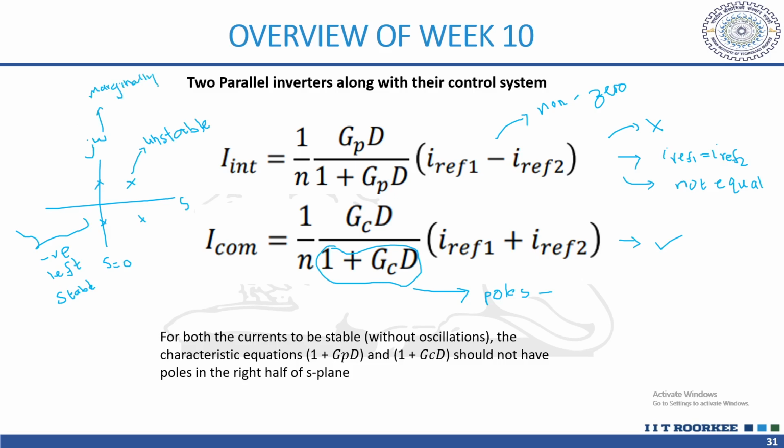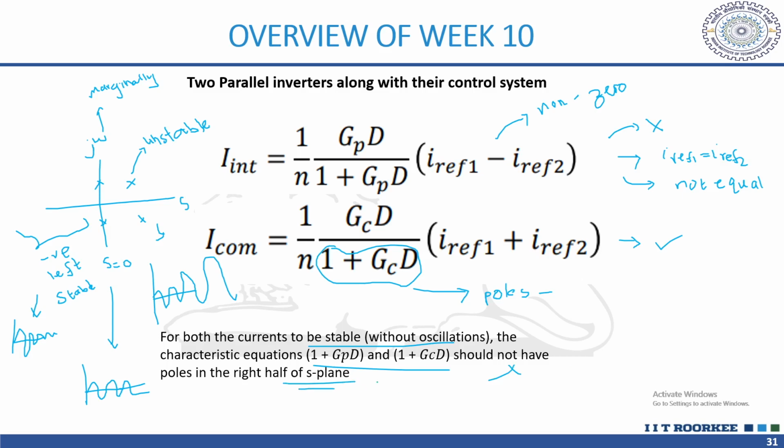Here, if I say vaguely what the response looks like, you will get damped oscillations. Here you will get sustained oscillations of equal amplitude, and here the amplitude will increase. So to be stable without oscillations, we want that these poles should not be in the right half of the S plane.